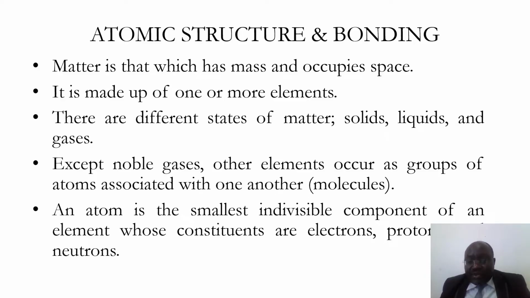When we talk about the revolution we have talked about, the Earth takes 365 days to make one complete revolution around the sun. When we look at that kind of setup of the solar system, we find that it is very wonderful. It's on that we build our explanations and understanding of an atom. So matter is that which has mass and occupies space. It is made up of one or more elements. There are so many elements that are known.